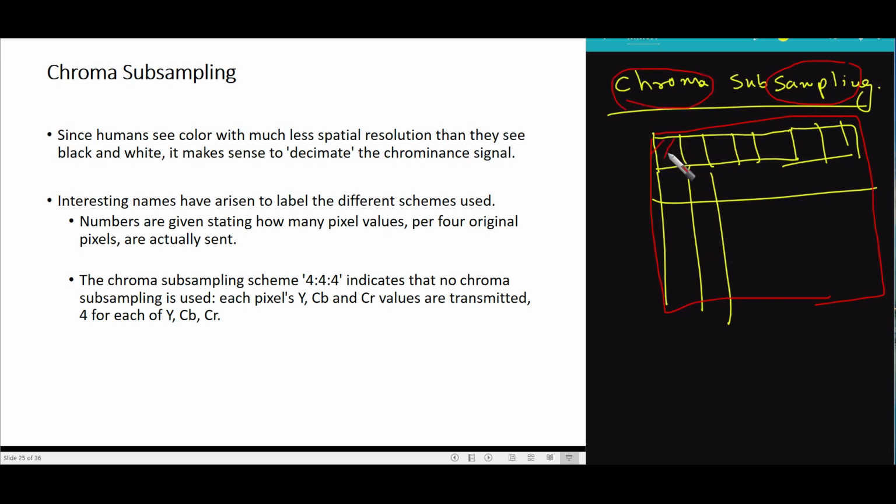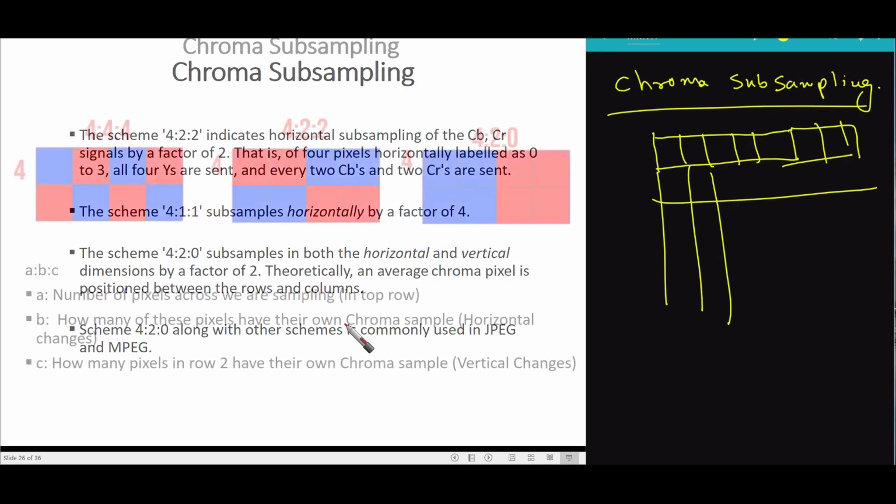That is, if we transmit this pixel's information, maybe we will not transmit this one. We'll transmit this one, and maybe we don't need to transmit this one. So it depends on how many pixels you transmit information for. Sometimes you will transmit, sometimes you will not, depending on what kind of chroma subsampling you use. And to determine what kind of scheme or approach we are using, it is determined by some kind of numbers. That is a very interesting numbering scheme. So let me tell you.